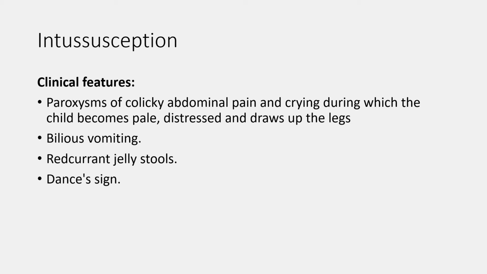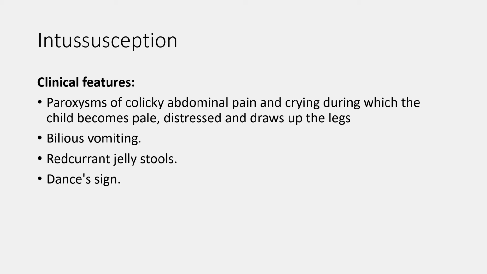There is also early bilious vomiting. And it is important to remember that the vomiting of intussusception is bilious. Breadcurrant jelly stools may be passed, which consist of mucus and blood. Abdominal examination may reveal a distended abdomen, a palpable sausage-shaped mass often in the right upper quadrant and absence of bowel in the right lower quadrant, which is called Dance's sign.